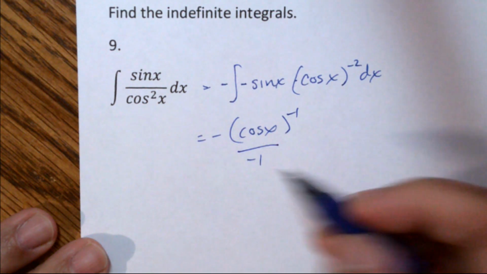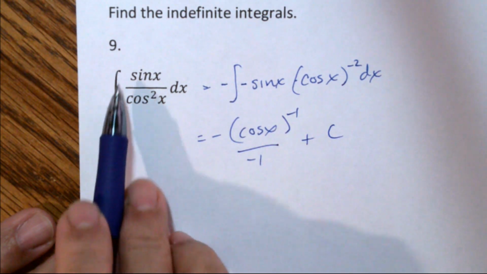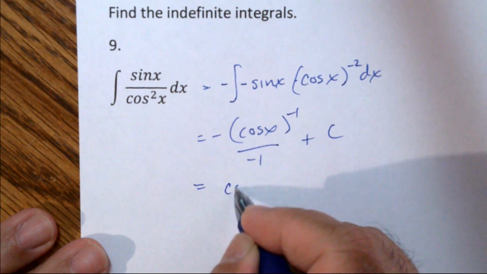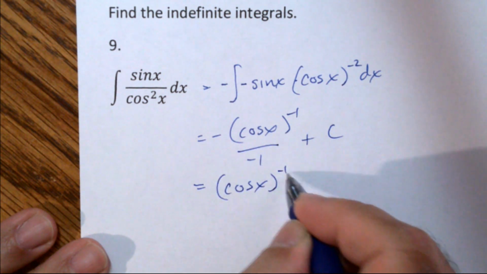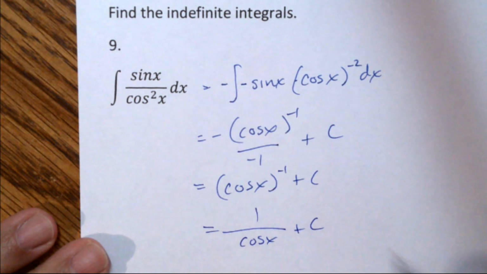Okay, so those two negatives, plus c. It's plus c because this is an indefinite integral. And the negatives cancel, you get cosine x to the negative 1 plus c. So that's 1 over cosine x plus c. That's it.